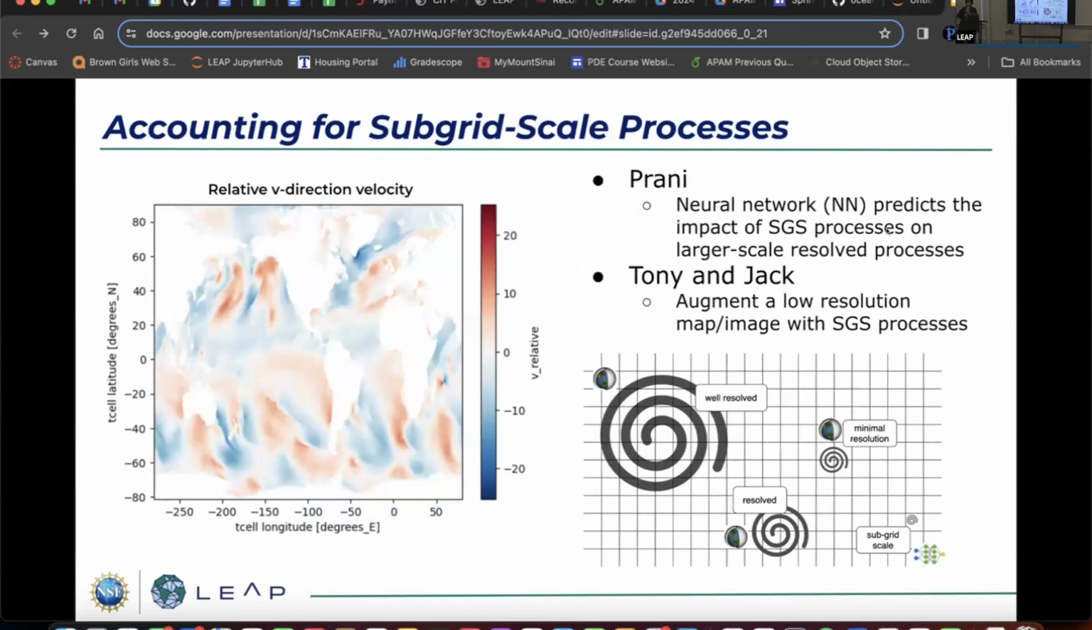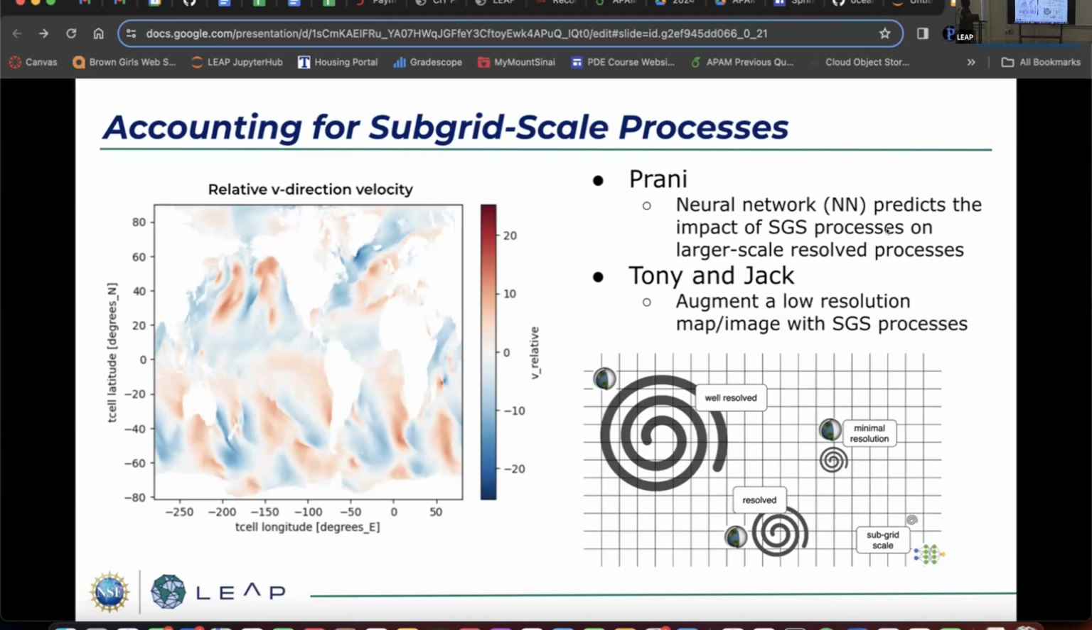So how do we account for these processes? There are a lot of ways we can do this, but our research group used a variety of ML-based methods to do it this summer. What I've actually done is I'm using a neural network to predict how subgrid scale processes might impact larger scale processes, whereas Tony and Jack are looking at a low resolution map or image that only contains these larger scale processes and figuring out where exactly on the map these subgrid scale processes might occur. So two different methods to do somewhat the similar task.